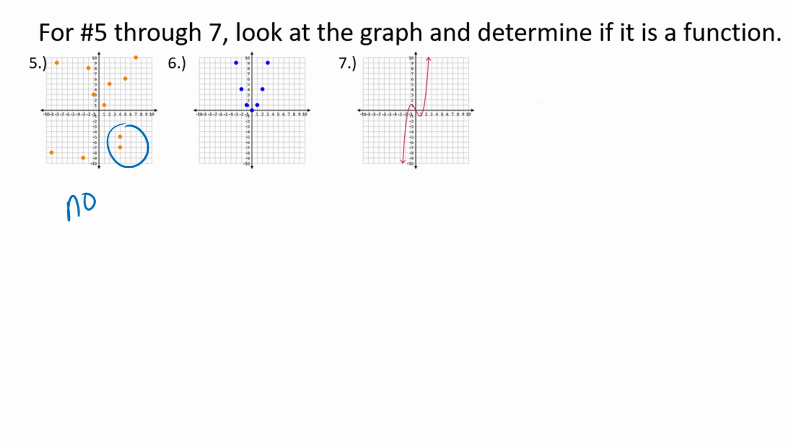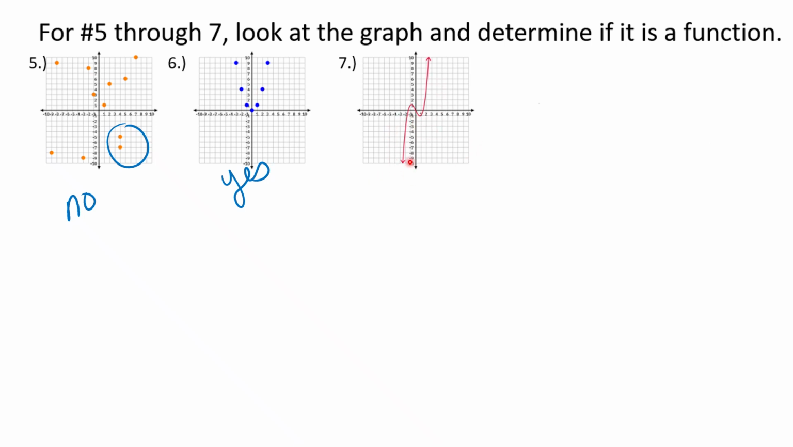For number 6, that one is a function, and it's actually a specific kind. When I generated that, I was doing it a specific way. And if you've studied some of this, you might recognize what that pattern is. But again, you're just looking to see if any of those points are stacked on top of each other. It does not matter if they are level. This is not a one-to-one function, but it is a function.